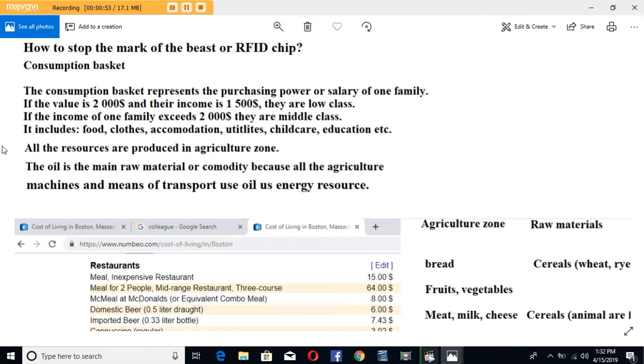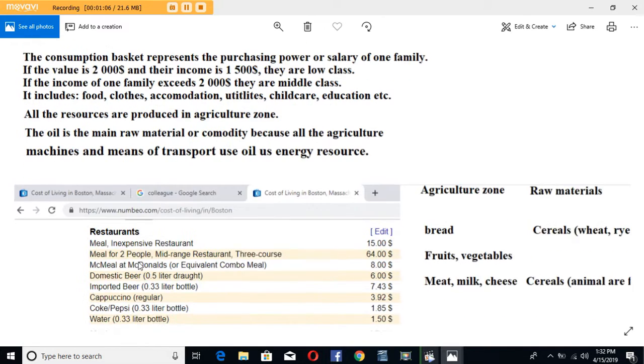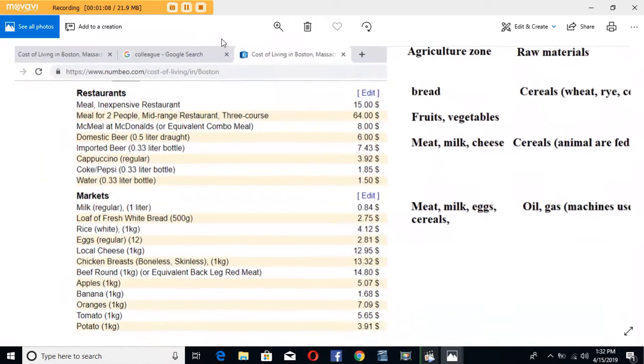All the resources are produced in agriculture zone. The oil is the main raw material or commodity because all the agriculture machines and means of transport use oil as energy resource. Let's represent the cost of living in Boston, Massachusetts.